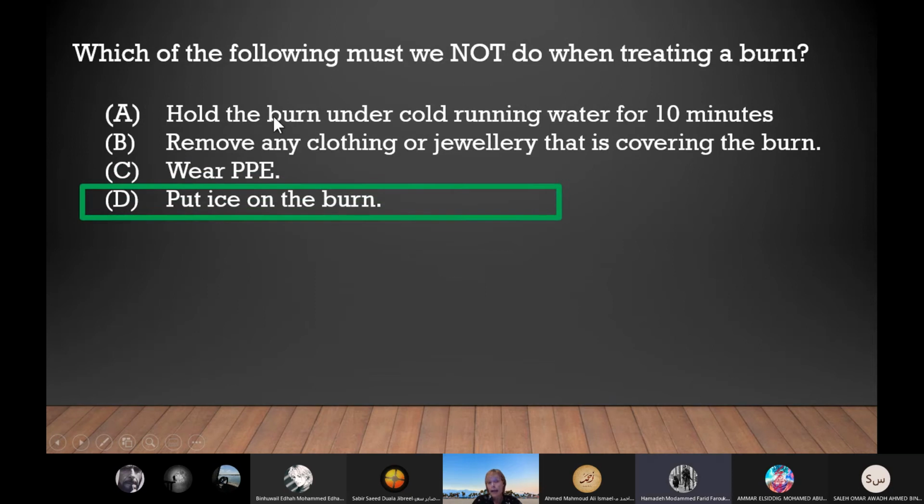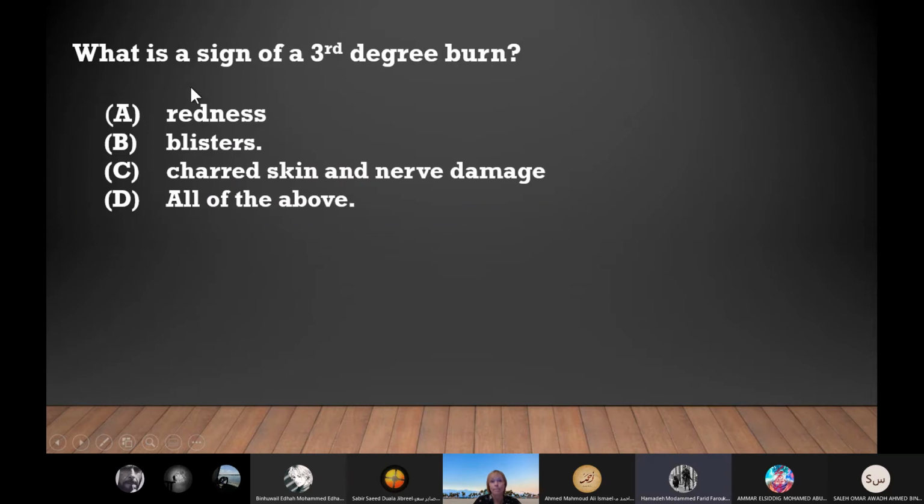Actually, we can hold the burn under cold running water for 10 minutes, okay? But we should never put ice on a burn because that can actually cause more damage. But cool running water is fine. Cool, but not cold. That's right. Okay, so what is the sign of a third degree burn? Charred skin and nerve damage.